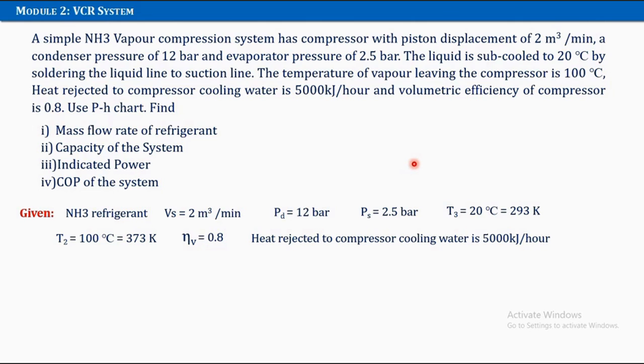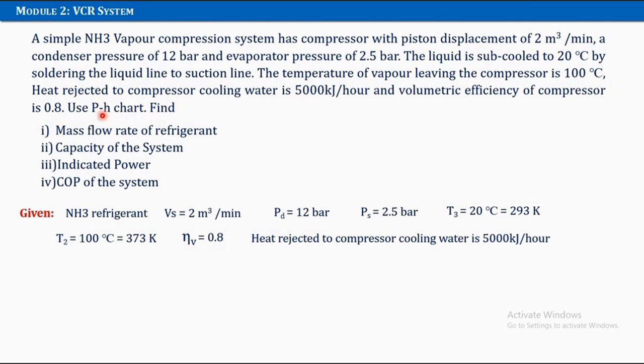A simple ammonia vapor compression system has a compressor with piston displacement of 2 meter cube per minute, a condenser pressure of 12 bar and evaporator pressure of 2.5 bar. The liquid is subcooled to 20 degrees Celsius by soldering the liquid line to the suction line. The temperature of vapor leaving the compressor is 100 degrees Celsius. Heat rejected to compressor cooling water is 5000 kilojoule per hour and volumetric efficiency of compressor is 0.8.